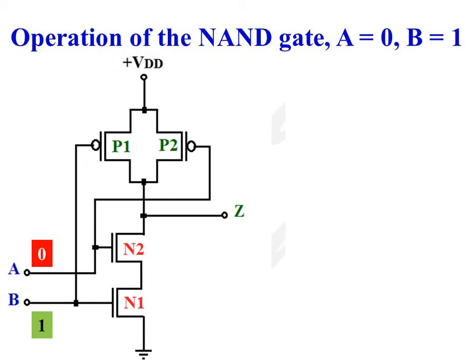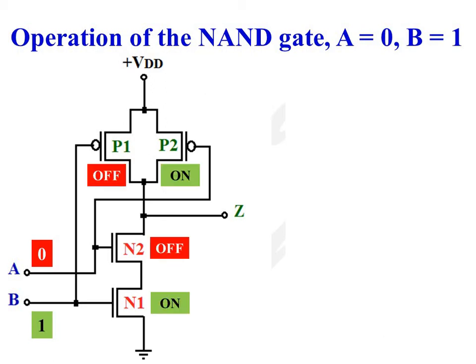When A is equal to 0 and B is equal to 1. As A is equal to 0, gate of NMOS transistor N2 is existing at logic 0, so NMOS transistor N2 will be off. Gate of PMOS transistor P2 is existing at logic 0, so PMOS transistor P2 will be on. B is equal to 1. So gate of NMOS transistor N1 is existing at logic 1, so NMOS transistor N1 is on. Gate of PMOS transistor P1 is existing at logic 1, so PMOS transistor P1 is off.